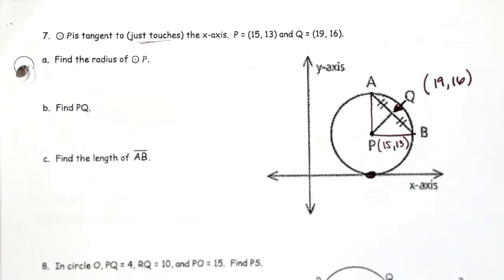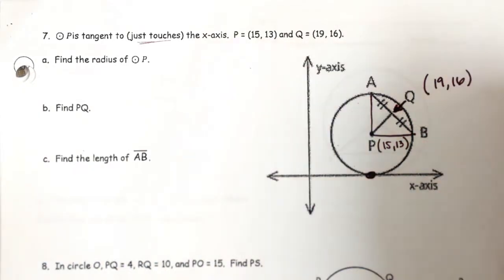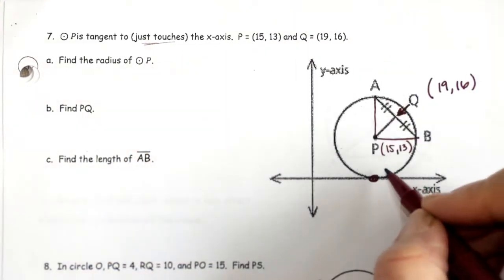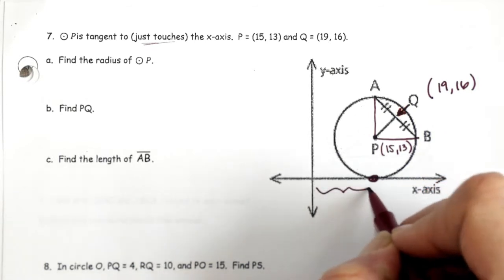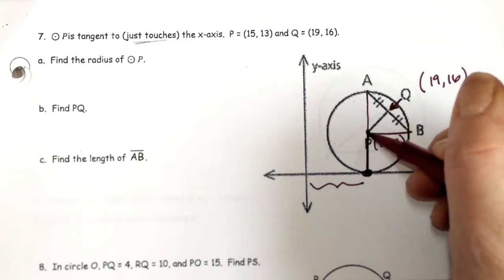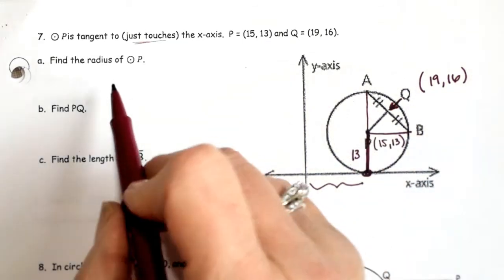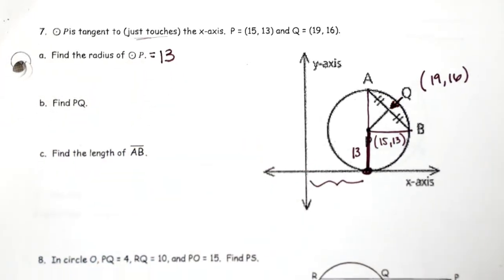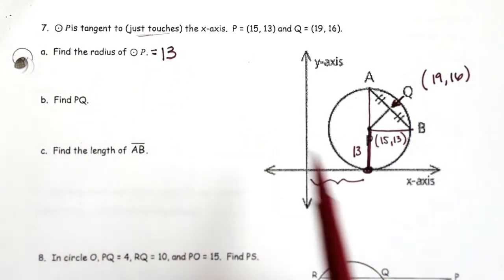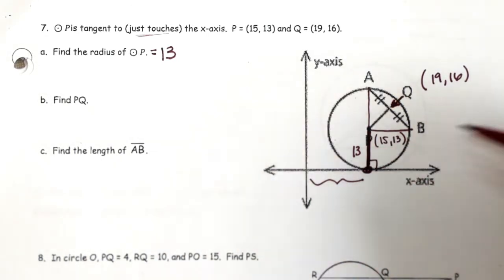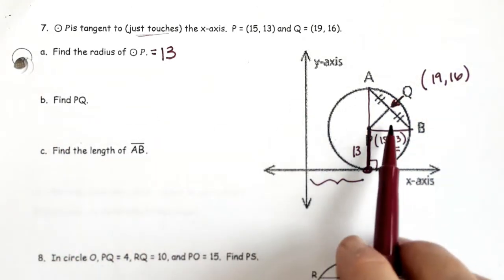So what do we know? P is (15, 13). So that means I go along 15 and I go up 13. Well, this is a radius too. So that means that's 13 units long. So that's why they tell you that this is the tangent line, because that means it was a direct shot up 13 units. All right, so now I have to find PQ.